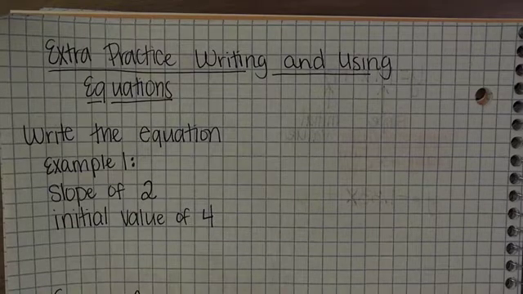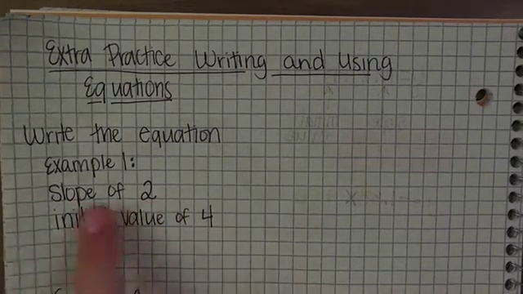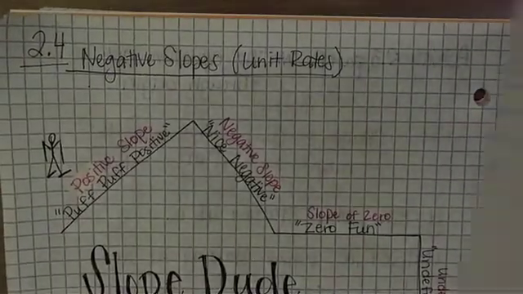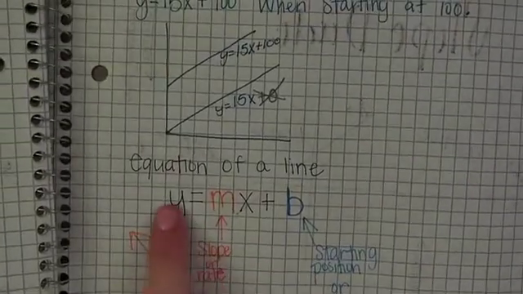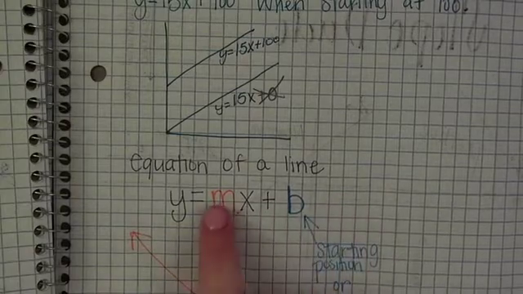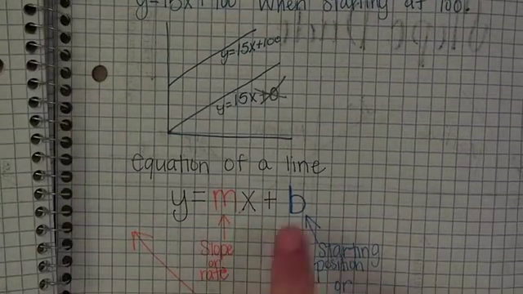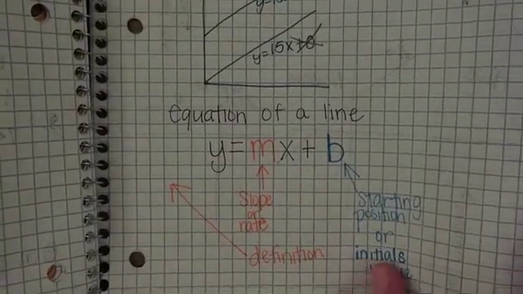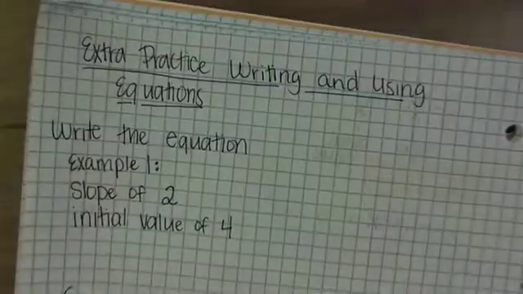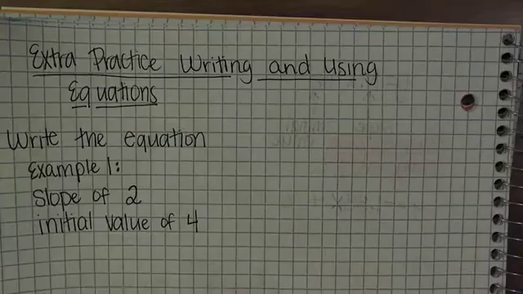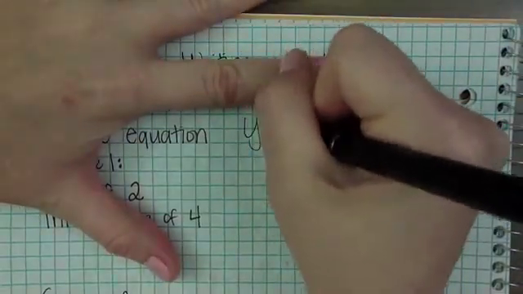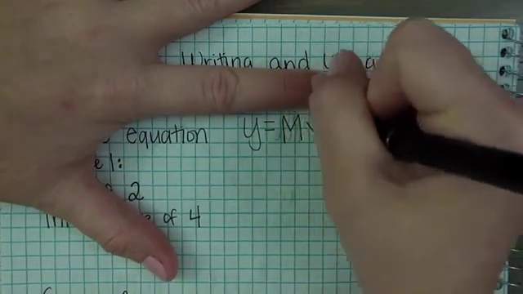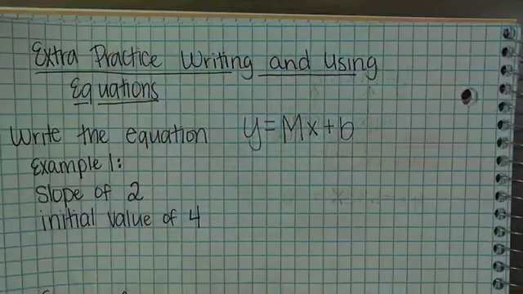So this first one says write the equation when you have slope of 2 and initial value of 4. So when we're writing these equations, I'm going to look back at your notes. So remember that's y equals mx plus b, where the m always represents the slope or the rate, and the b represents the starting position or initial value. It should just be initial value, but I'm going to go ahead and write that here so that it's on the same page. So y equals mx plus b.